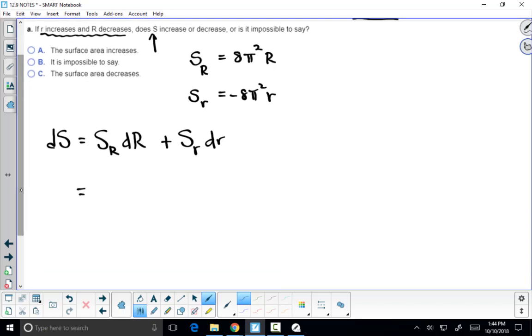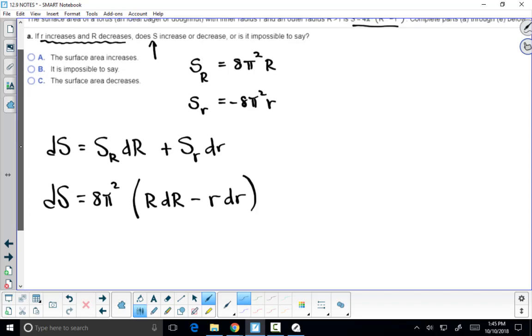So then we just substitute this stuff in. We can factor out the 8 pi squared all the way to the front. And then we're going to be left with big R times dR minus little r times d little r. So that's what our dS looks like, our surface area differential. Now it's just a matter of plugging numbers in.